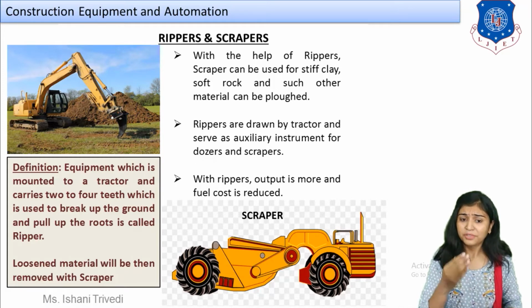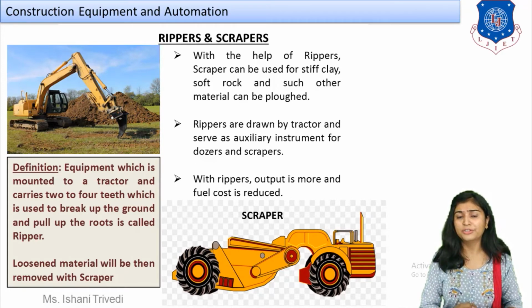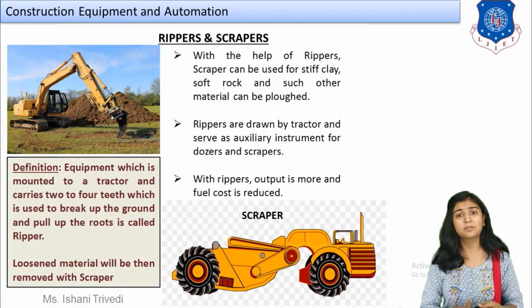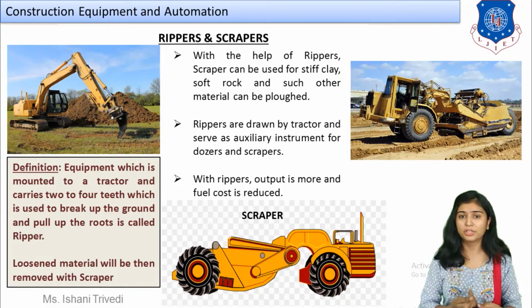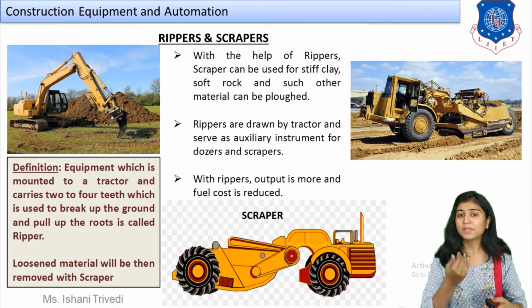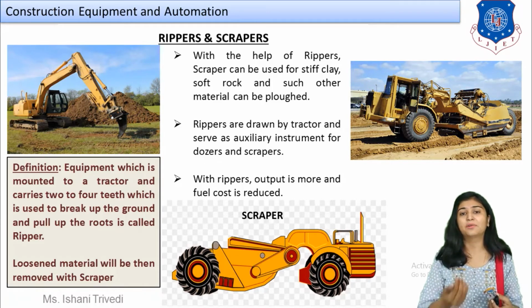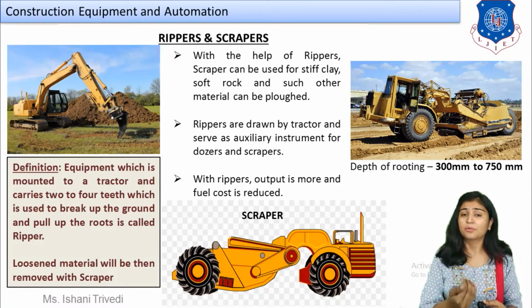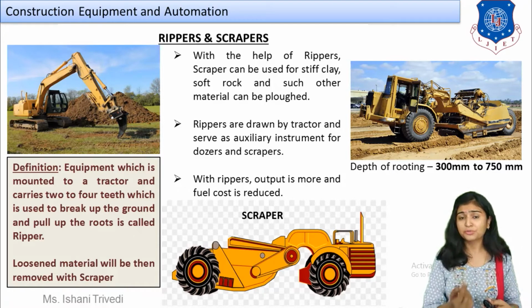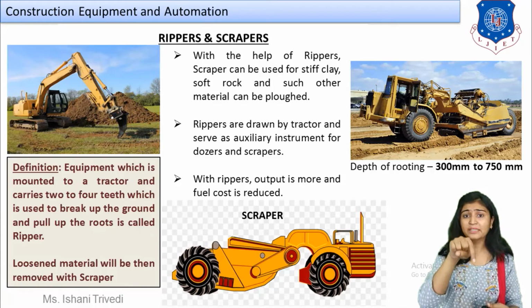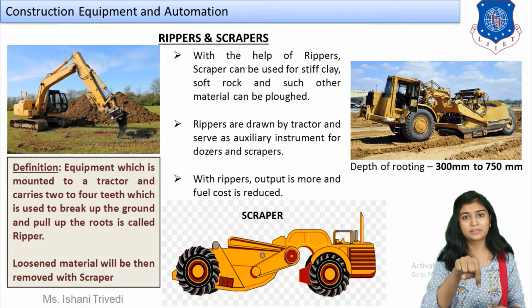But with the rippers, the output is going to be more and the fuel cost will be reduced. Why does this happen? Because with the help of rippers, you will be able to break off the soil very easily as compared to any other type of excavator, right? Now, the depth of ripping, we are going to take into account one thing over here, the teeth. How much can they go inside the ground? How much can be the depth of the cut? How much can be the depth of the ripping?